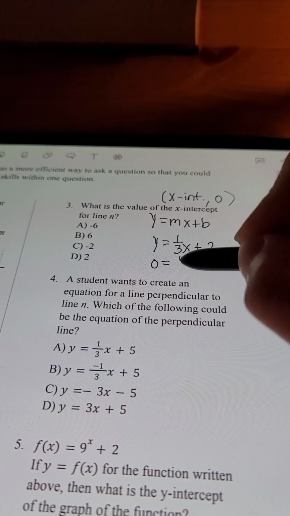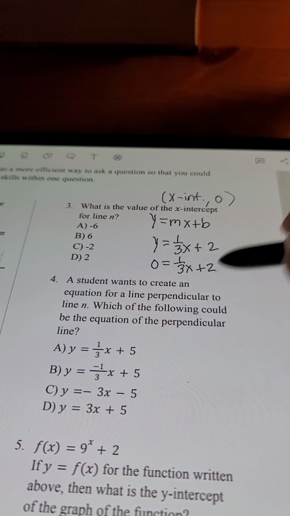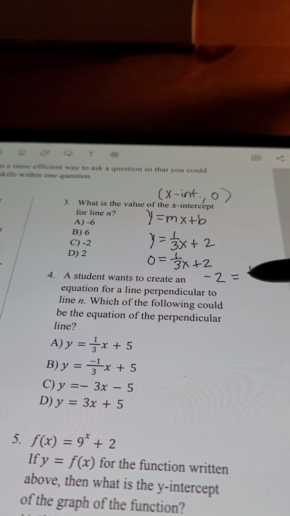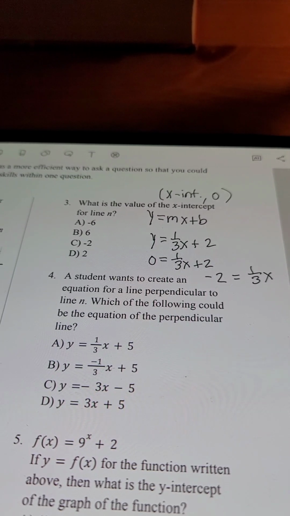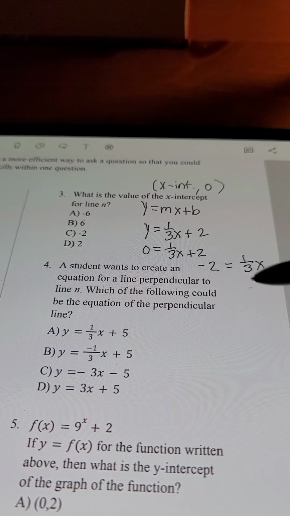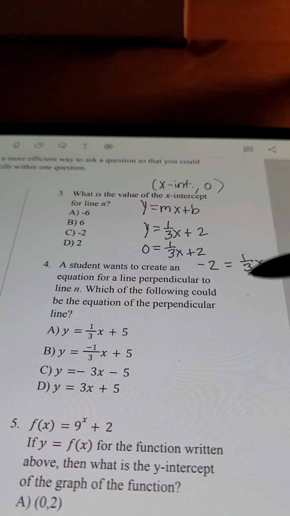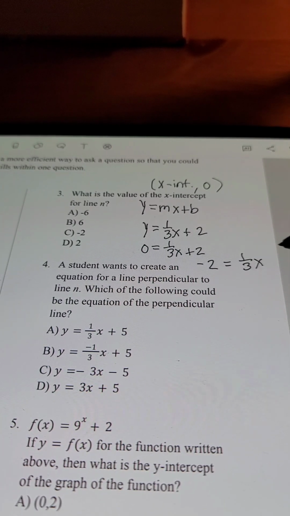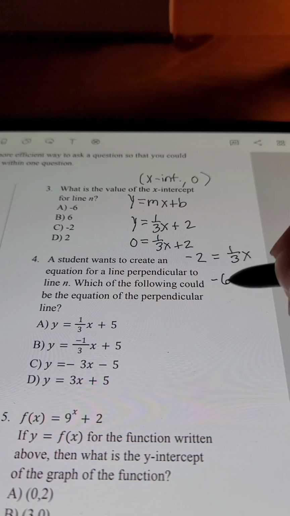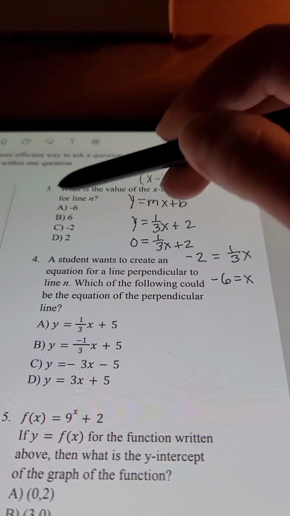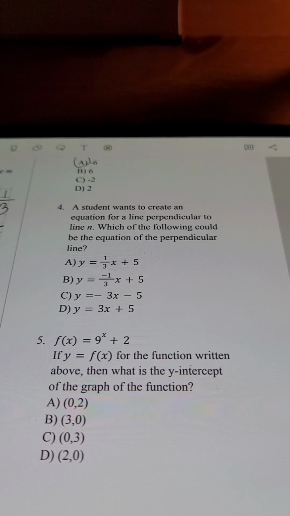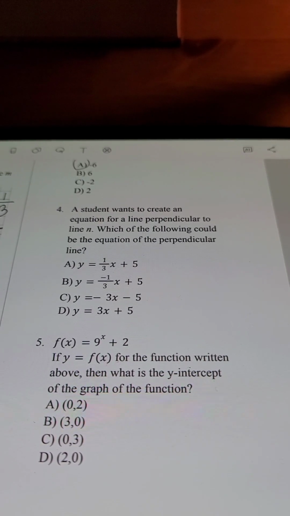I'm going to say 0 = (1/3)x + 2. Now I'm going to subtract 2 from each side, so I get negative 2 = (1/3)x. Now I'm going to divide by 1/3 on each side, which is the same thing as multiplying by 3, because if you divide by a fraction, it's the same as multiplying by its reciprocal, to get that x is equal to negative 6. So the x-intercept would have to be negative 6. Okay, so let's go to number 4 now.